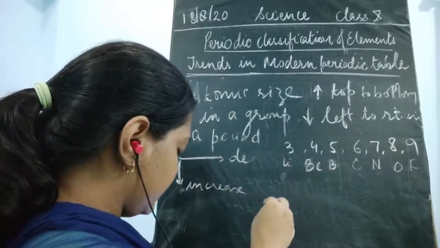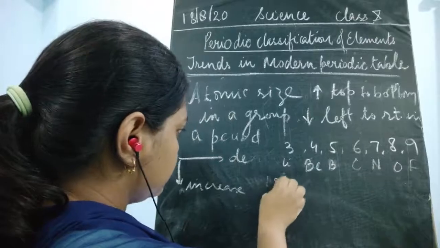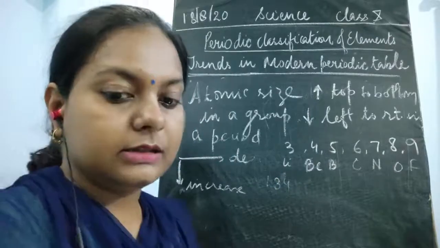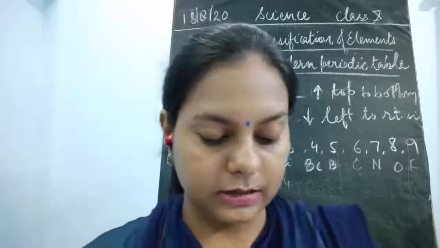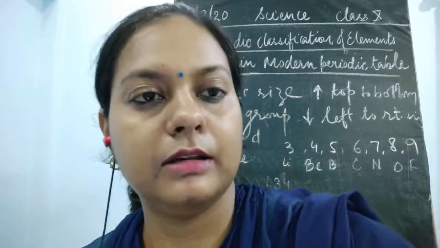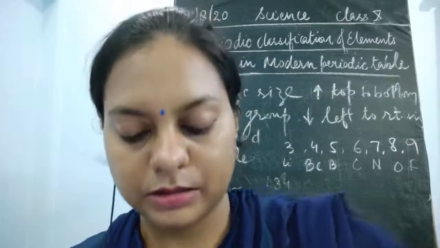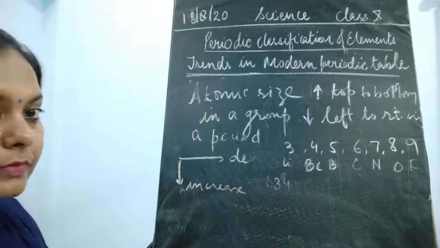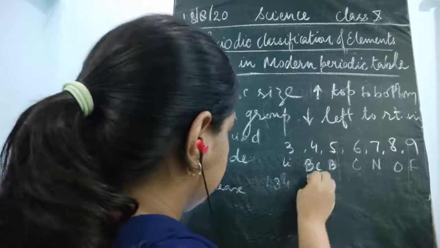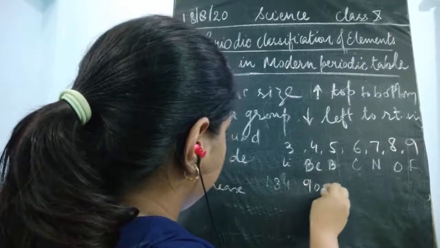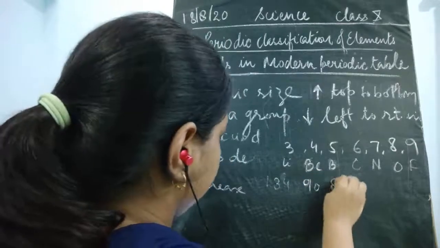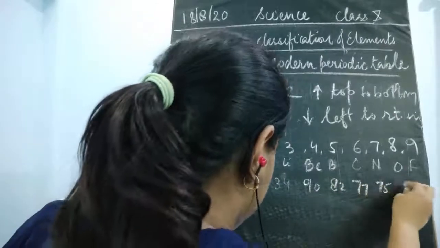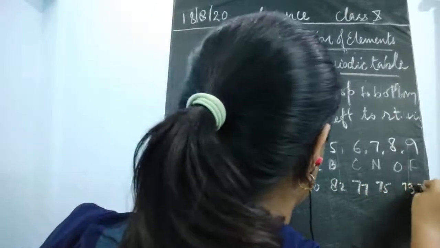We will just look at the radius. This is 134 picometer. Then the next one is 90 picometer. Then after that it is 82 picometers. Then this is 77, this is 75, this is 73 and this is 72.